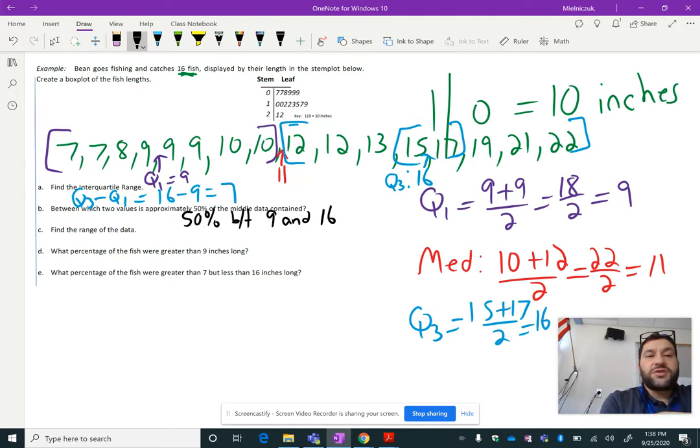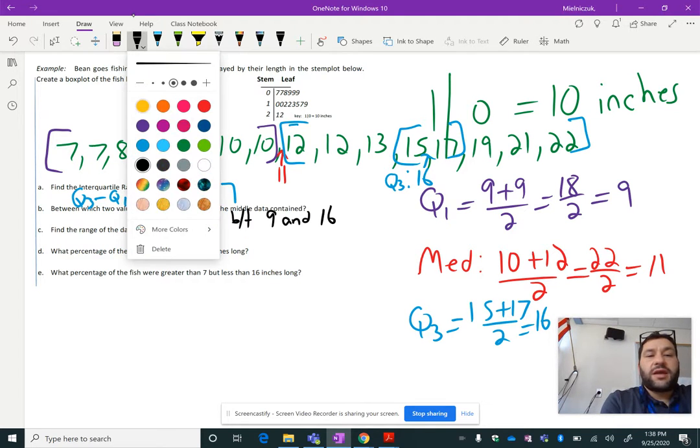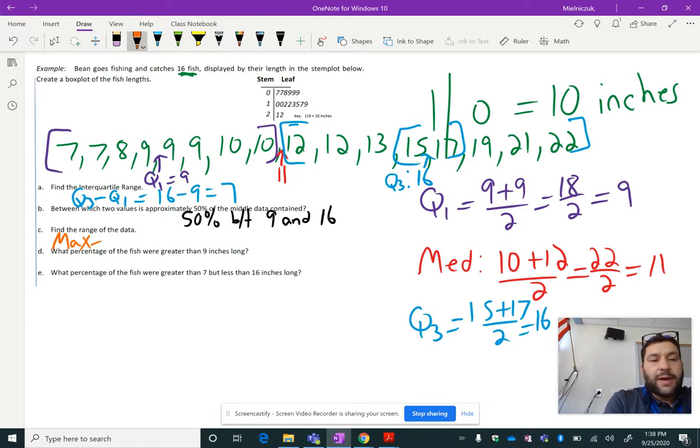Now to find the range of the data is going to be your max minus your min. So here our max is 22, our min is 7. So what is 22 minus 7? That is 15.